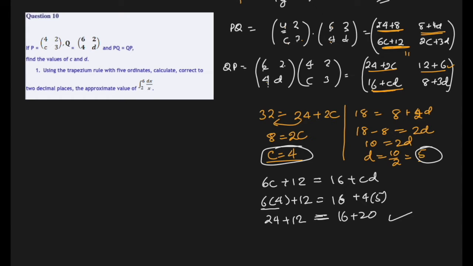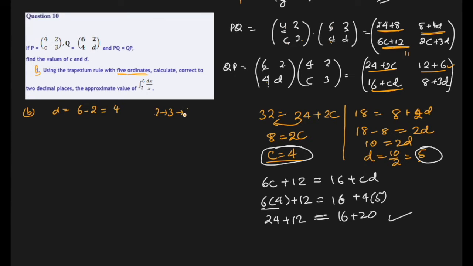Let's talk about the second part, B. Using the trapezium rule with 5 ordinates, calculate, correct to 2 decimal places, the approximate value of this. Okay. So first of all, we should know what is h in the trapezium rule. 6 minus 2 is how much? 4. So I will do from 2 to 3, 3 to 4. They're saying how many? 5.